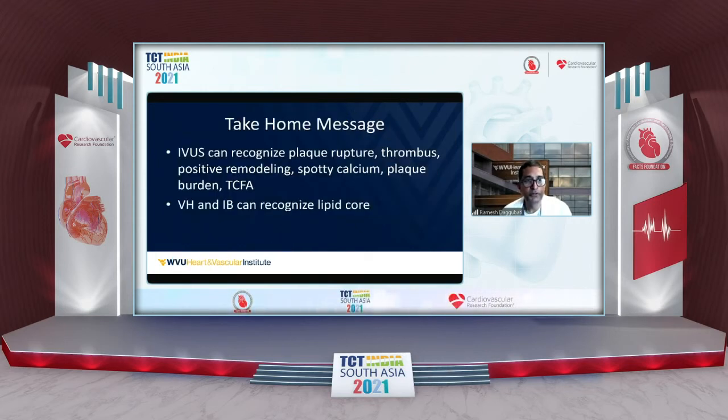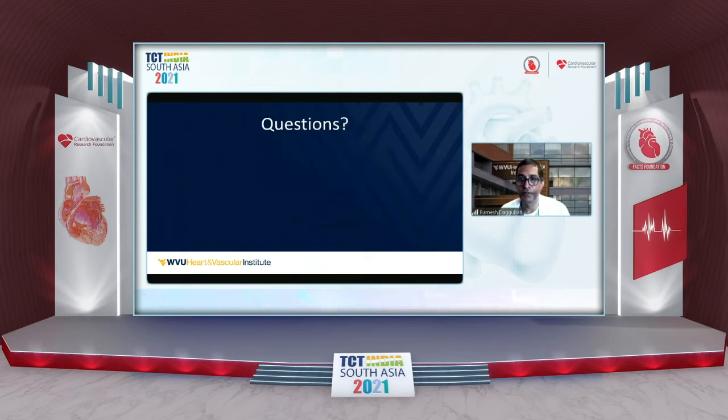So the take-home message: intravascular ultrasound can recognize, as mentioned earlier by Akiko, plaque rupture, thrombus, positive remodeling, spotty calcium, plaque burden and TCFAs, all with grayscale. Virtual histology and integrated backscatter IVUS can recognize the lipid pools and the necrotic core, and I think in ACS they're of great value. So with that, I'll stop here and I'll be happy to take any questions.